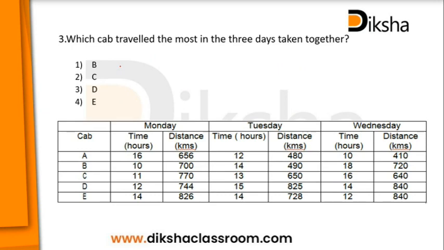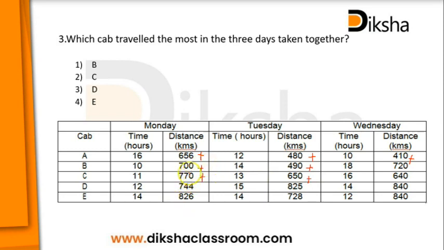Moving to the last question, question number 3. Which cab travels most in the 3 days together? They have simply asked which travels the most distance. There is nothing asked regarding the speed or the time taken. So to find the distance, we have to add directly the distance covered. So A in 3 days, 656 plus 480 plus 410. B, 700 plus 490 plus 720, C, 770 plus 650 plus 640.